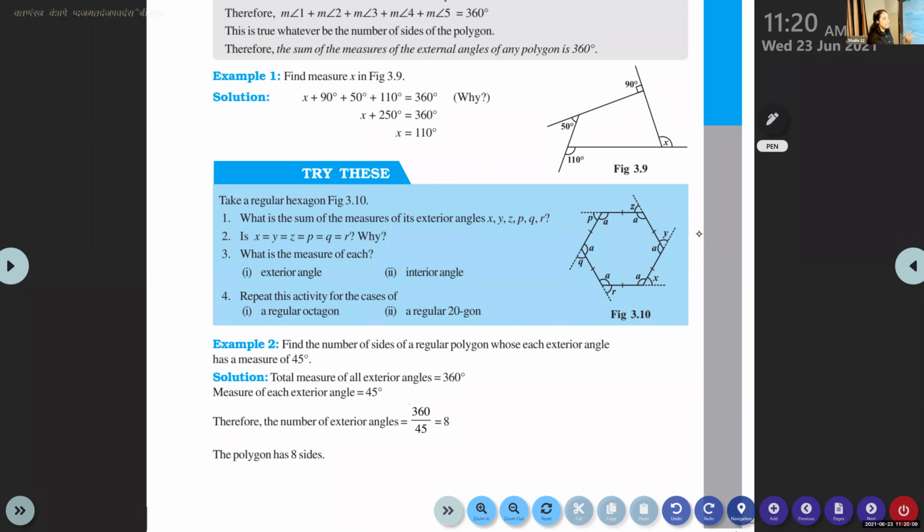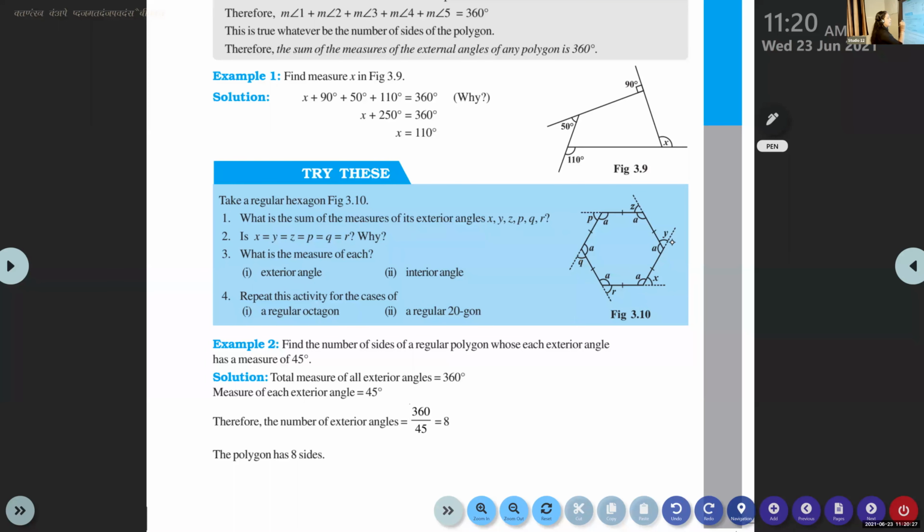Okay. So interior angles are A. All 6 angles have same measurement and it is A. And what about the exterior angle? Different. X, Y, Z, P, Q, and R.